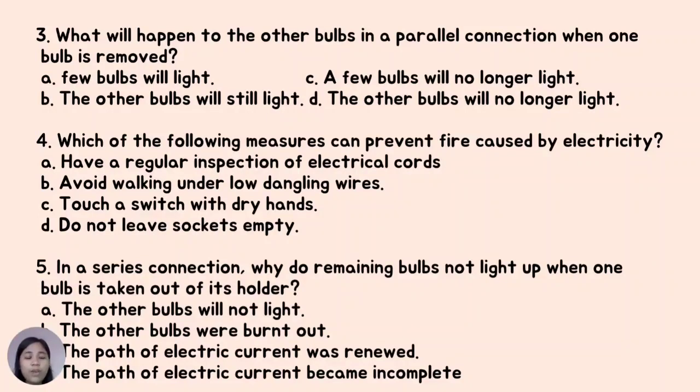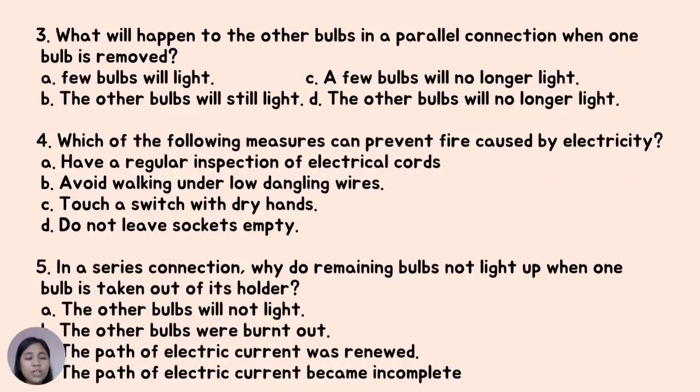For number four, which of the following measures can prevent fire caused by electricity? Letter A, have a regular inspection of electrical cords. Letter B, avoid walking under low dangling wires. Letter C, touch a switch with dry hands. And letter D, do not leave sockets empty.